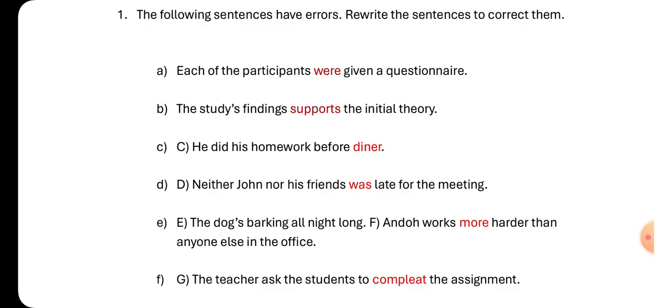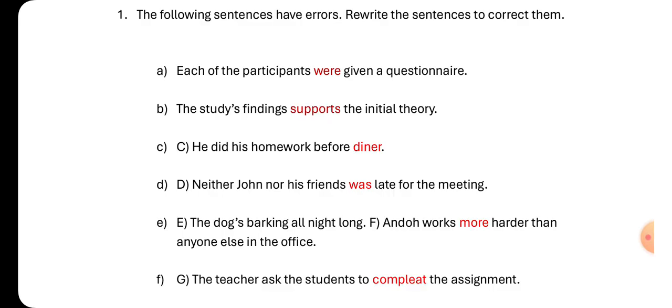So it should be what? Was instead of were. Do you get it? I hope you understand. So it should be was instead of were. Now let's look at the next one. We are solving the questions together. So if you have a way you can solve, drop it under the comment section too.